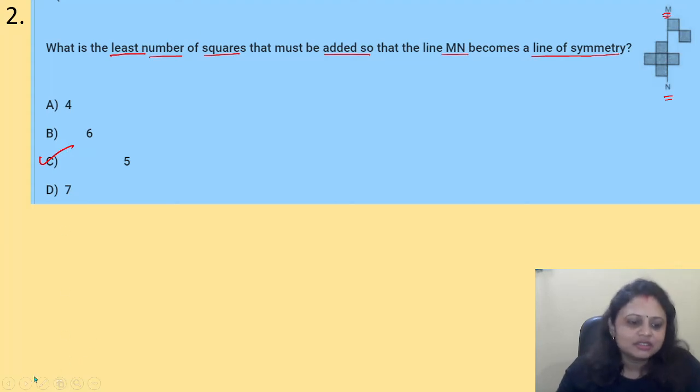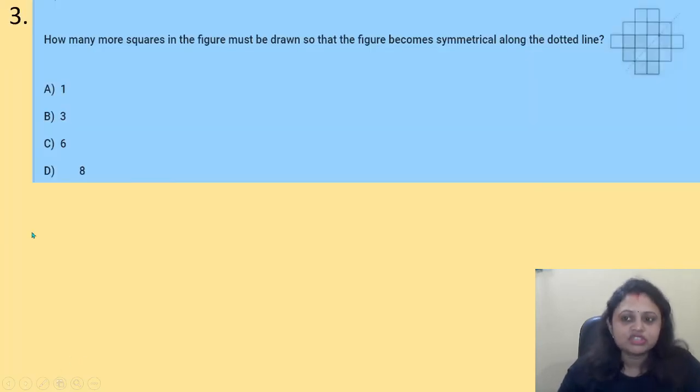Got it? Then coming to the next question, how many more squares in the figure must be drawn so that the figure becomes symmetrical along the dotted line? Option A 1, B 3, C 6, D 8. So you can see the dotted line is here. Yes. So for that also we need to draw some more squares. So in the question it is given how many more squares in the figure must be drawn so that the figure becomes symmetrical along the dotted line.